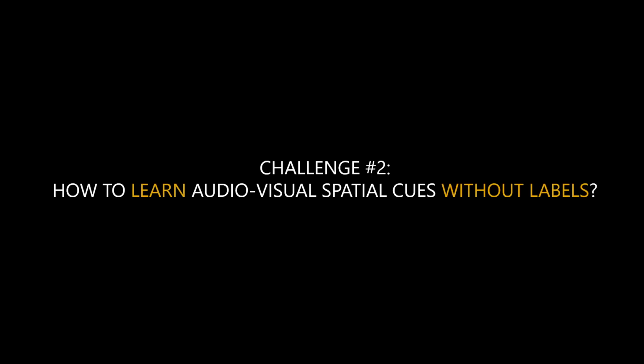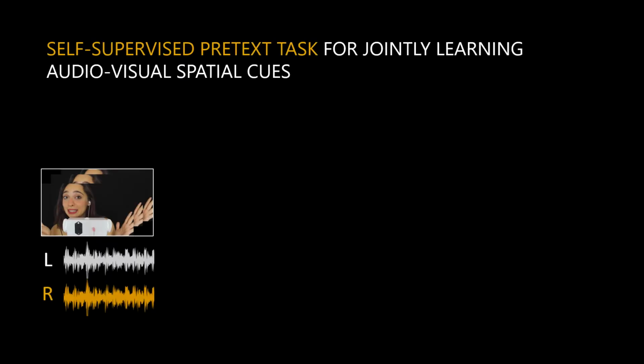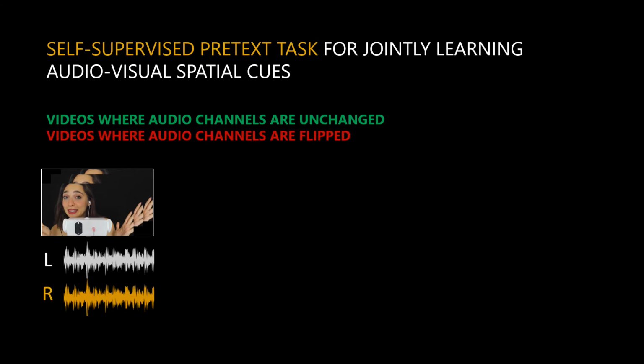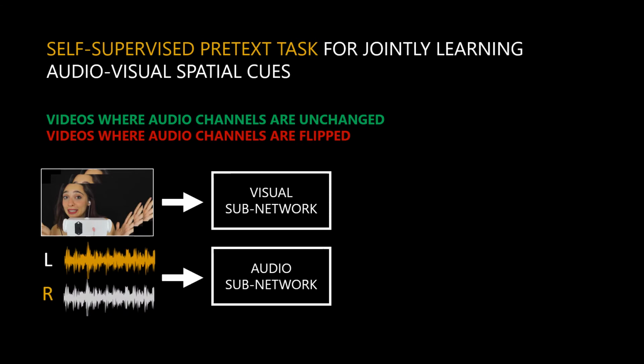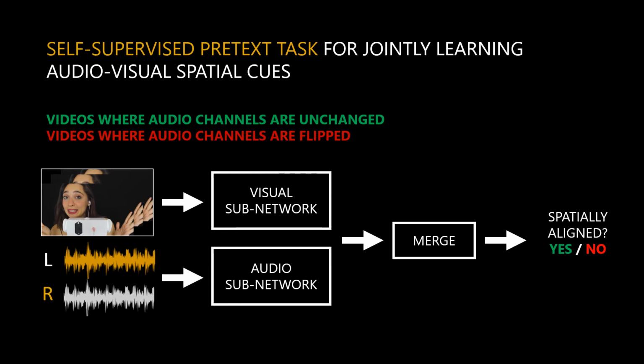The second challenge we face is learning audiovisual spatial cues from this data without labels. To address this challenge, we propose a self-supervised pretext task for jointly learning audio and visual spatial cues. We feed the model either videos where the audio channels are unchanged, or videos where the left and right channels have been flipped. The frames go through a visual subnetwork, and the audio goes through an audio subnetwork. The model is trained to determine whether the channels have been flipped or not.